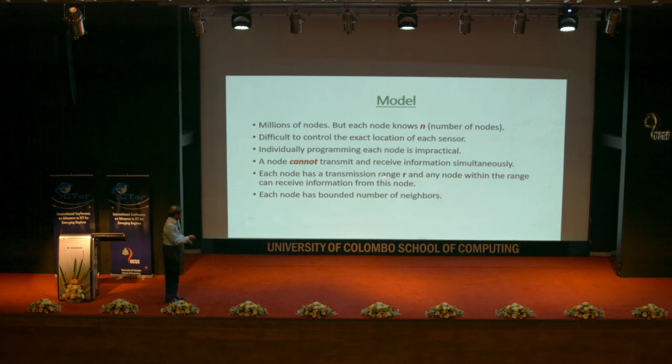So that's what this means. Each node has a transmission range R, and any node within the range can receive information from this node. Each node has a bounded number of neighbors. What does that mean? Basically, if you have a node, there's some number, like 10 or 20, neighbors maximum, that's all, yeah? You don't have an infinite number of neighbors. That's a reasonable assumption. So all these assumptions are very reasonable, okay? This one, you can argue with me, but it's not a big deal, okay? Any questions so far about the model?